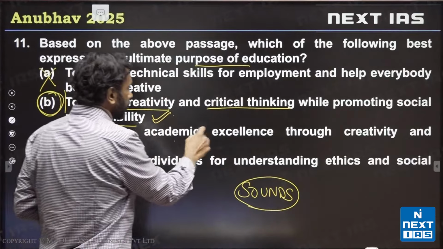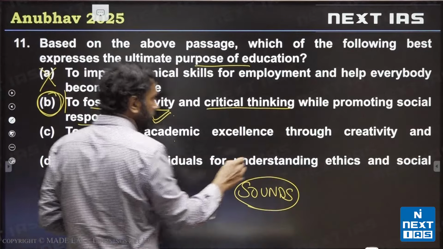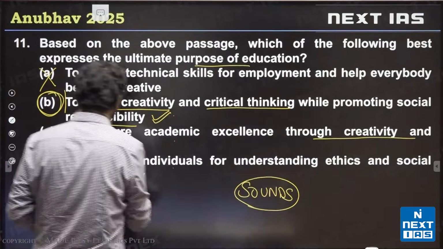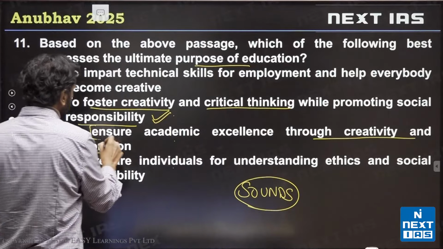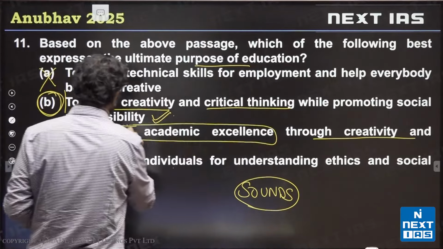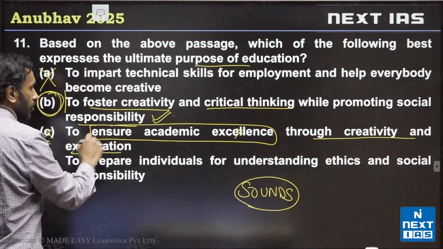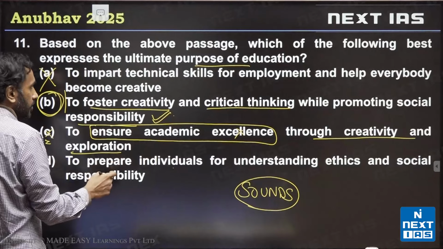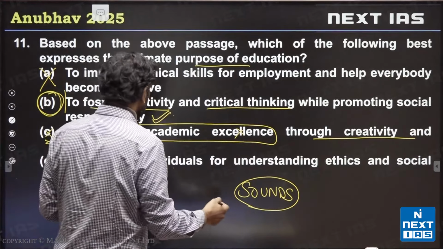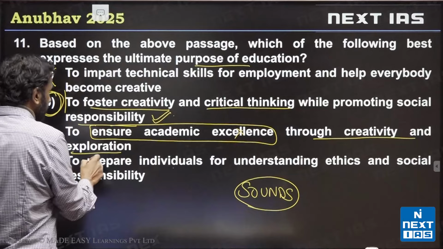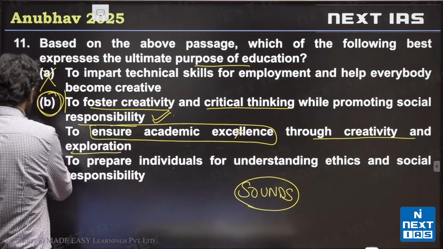Option C says to ensure academic excellence through creativity and exploration. This is also talking through creativity and exploration. The problem with option C is it says to ensure academic excellence. This is invalid, right? Ensuring academic excellence has not been stated. This is not the ultimate purpose of education. Only imparting skills is not the purpose. So D says to prepare individuals for understanding ethics and social responsibility.